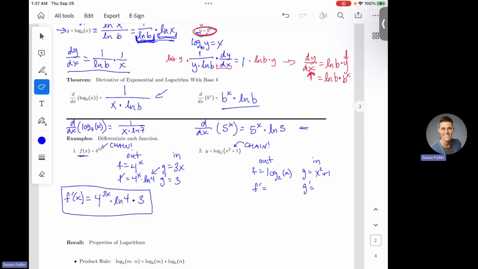What's the derivative of log base 2 of x? This is the one we just got. Log base 2 of x is going to be 1 over x. And down here in the denominator with x, I'm going to multiply by the ln of my base, which is the ln of 2. And then g prime, the derivative of x squared plus 1, that is 2x.